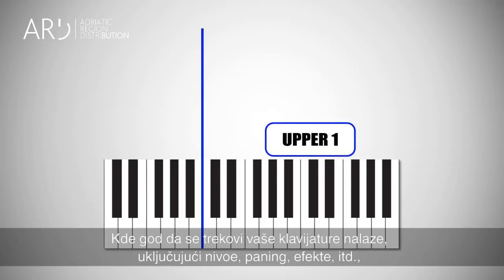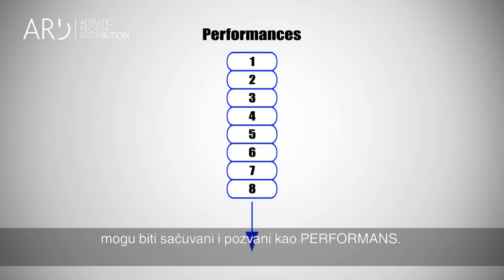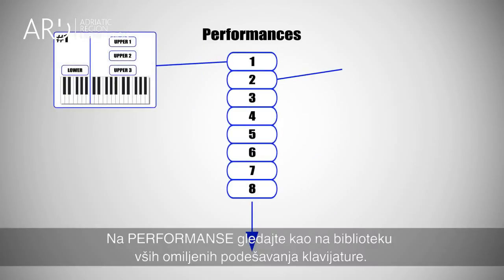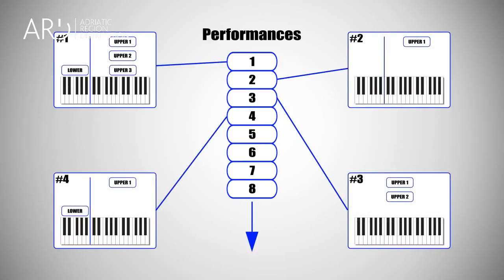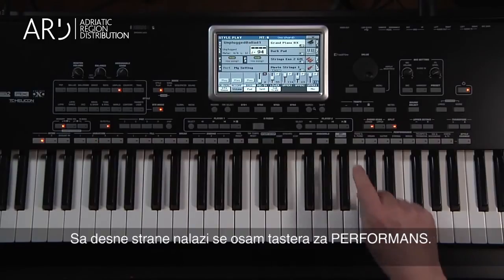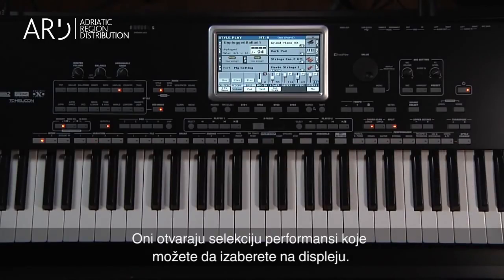Whatever your keyboard tracks are, including the levels, panning, effects, etc., they can be saved and recalled as a performance. Think of the performances as a library of your favorite keyboard track setups. On the right there are 8 performance buttons. These open up a selection of performances that you can choose from the display.